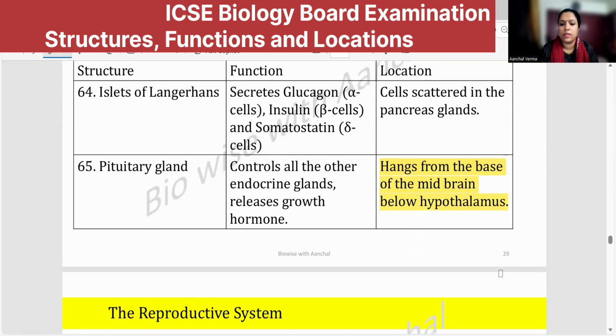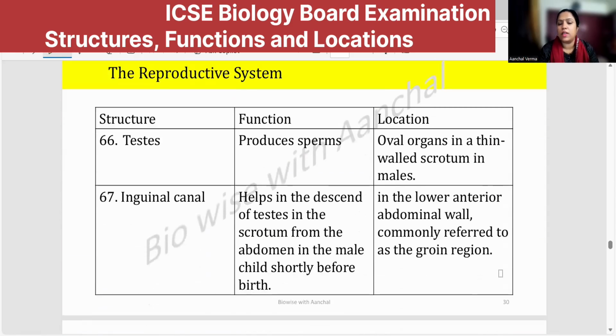Moving to the next, the reproductive system. Now it has a really good number of structures. Testis produces sperm. It is an oval organ in a thin walled scrotum in the males. Now reasoning questions, such as why the testis is located in the scrotum, can be asked, which says that the temperature required for the maturation is a little lower than the body. So it is outside of the abdomen in human males.